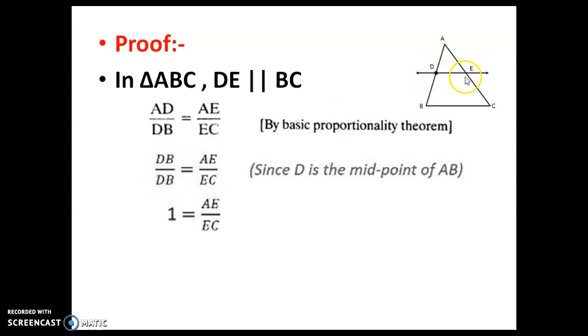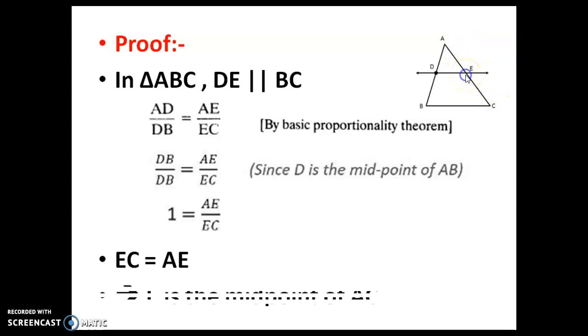We did it this way on this side alone because we don't know whether E is the midpoint or not. On this side we know already, it's given in the question that D is the midpoint. So now EC is in the denominator; if it goes to the other side, it will go to the numerator. That means EC is equal to AE. EC and AE are equal means E is the midpoint of AC. So that's the proof we needed. That's all.